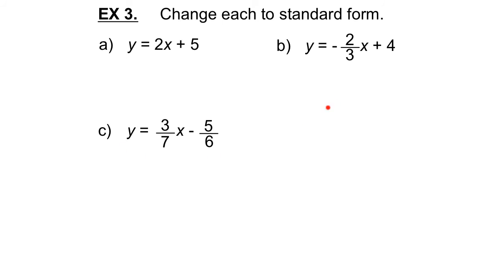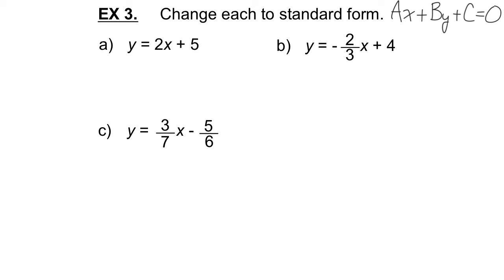Now these are all in slope-intercept form, and we need to change them into standard form. So we need to use our algebra skills to rearrange these equations into the form ax plus by plus c equals 0. And remember, a, b, and c have to be whole numbers, and a must be positive. So let's look at this first one, y equals 2x plus 5. We need to get it into a form where everything is on one side. The other side just has nothing on it, 0.